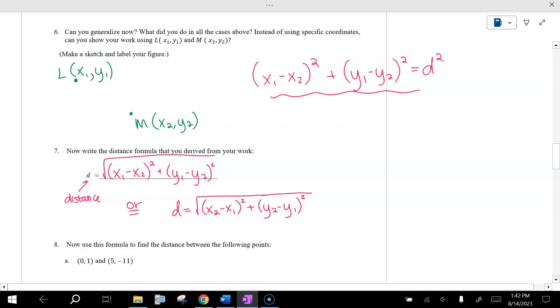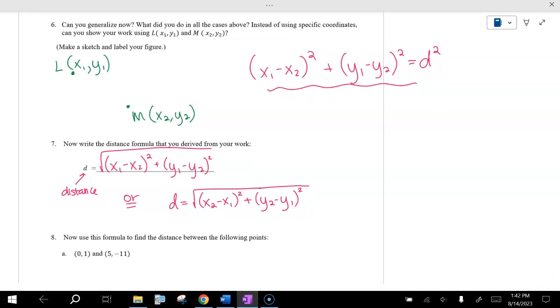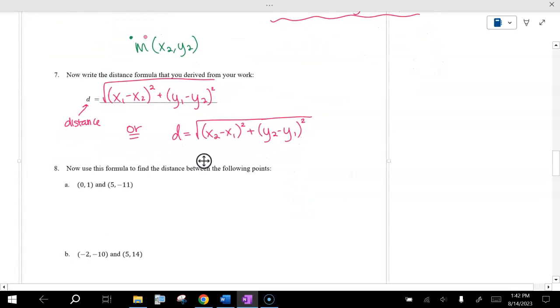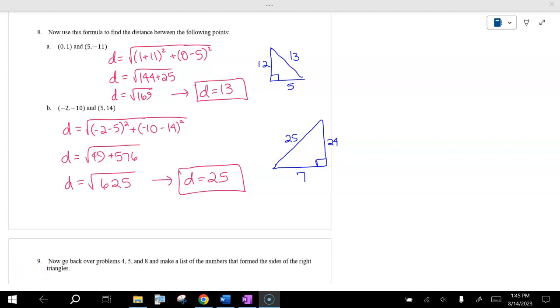So think about that. Now we just have a few examples. So why don't you pause the video, work on these next few, try to work them algebraically, and then come back and take a look at the video and look at the answers. So now you can check your answers for number 8, part A and part B. You should have found the distance to be 13 and 25.